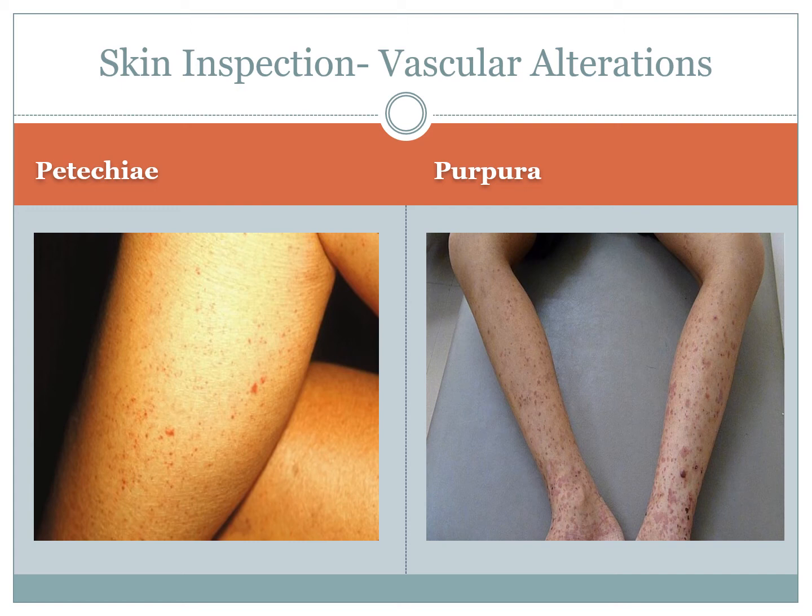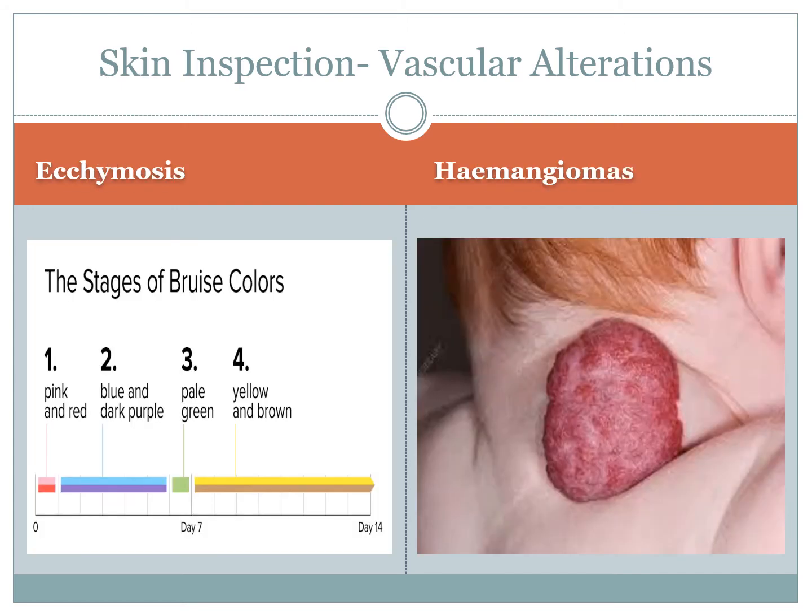And when you put pressure on it, it doesn't have any blanching. Now, a purpura is the same thing, it's just larger than 0.5 centimeters in diameter. Other vascular alterations can be as simple as bruises. So a bruise is obviously a discoloration caused by vasculitis or trauma.